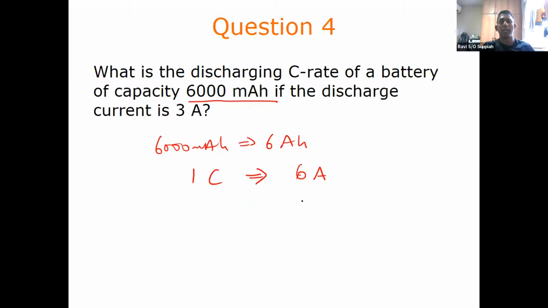Correct? But now I'm saying my discharge current is 3 ampere. That means my C rate is 1 by 2, which is 0.5 C. So if I'm operating at 0.5 C, then my discharge current would have been 3 ampere. If I operate at 1 C, my discharge current would be 6 ampere. So that is basically how you relate your C rate to your current. Okay, so that is your question 4.